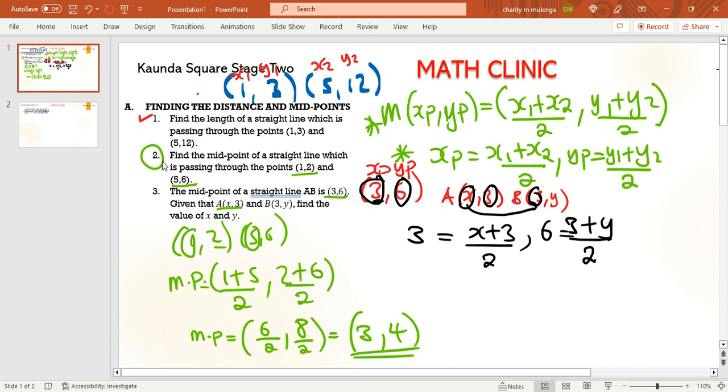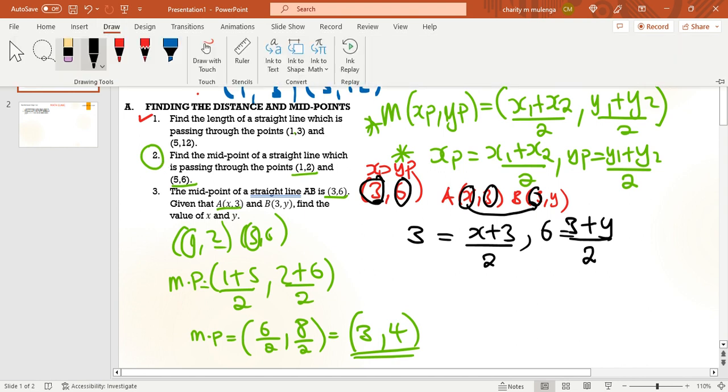So that's what it means. This is where these formulas come into play. So when you add the two x values, you get some x midpoint. When you add the two y values, you get some y midpoint. In our case, 3 was the midpoint of the two x's, and 6 is the midpoint of the two y coordinates. So to solve for x, we're just going to do this.